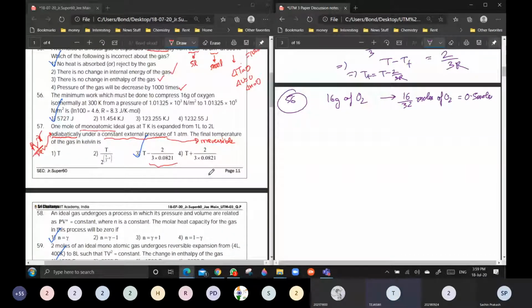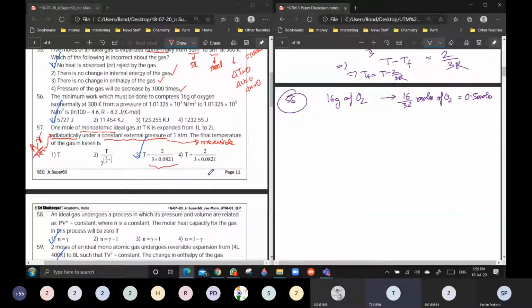Sir, in the 56th one, what does ln 100 equal to 4.6 mean? It is ln of 100. ln of 100 is basically 2.3 log 100, and log 100 is 2. So whether they give it or not, you should be able to do it yourself. Getting my point? Yes, sir. Okay, so after this, 58.